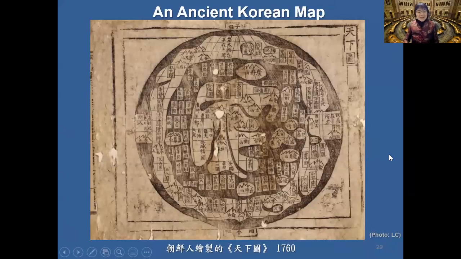So we take for granted today, we have GPS, we have Google Map, we know every inch, like even our house, we can see it on the map. But think about 300 years ago, people's view about the world still looked like this.